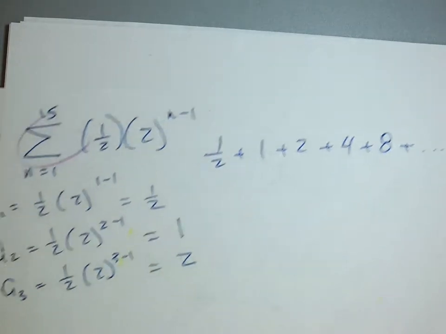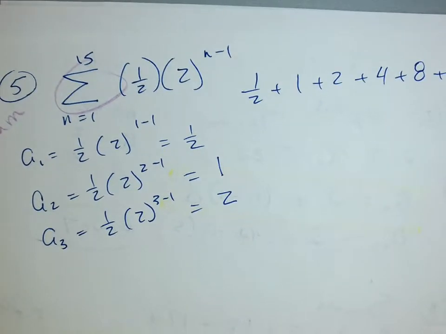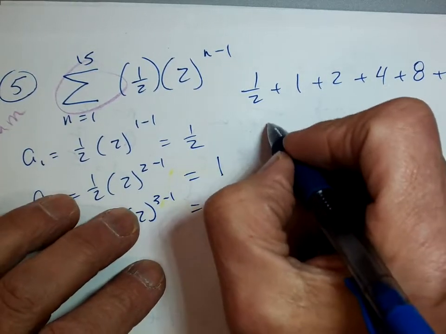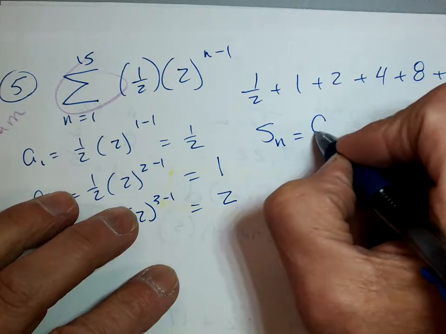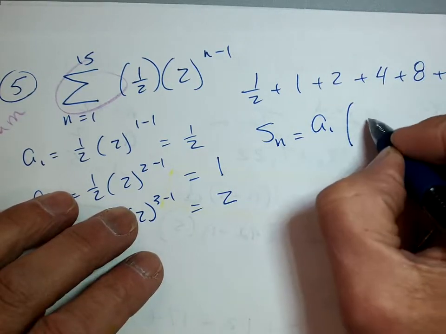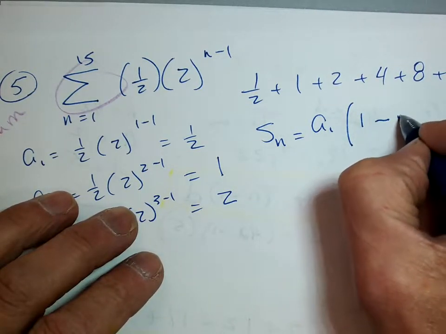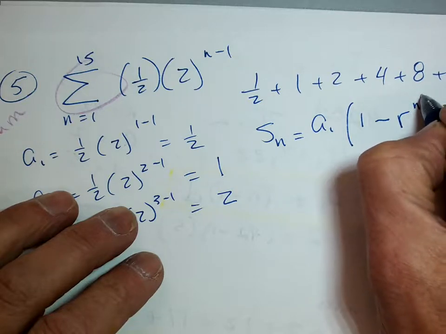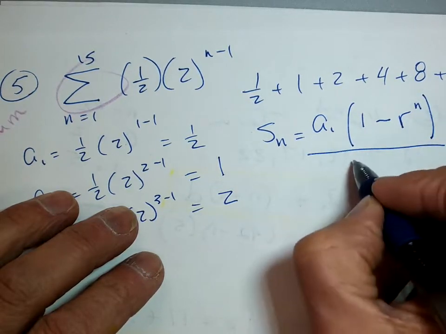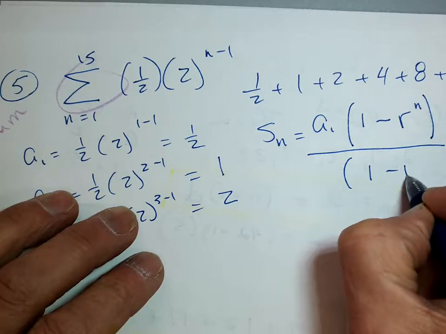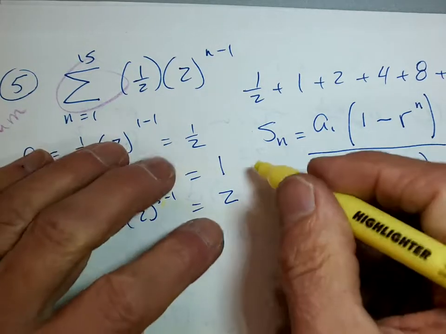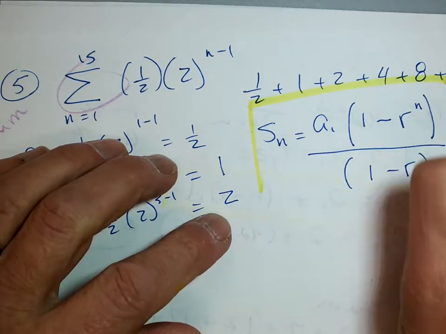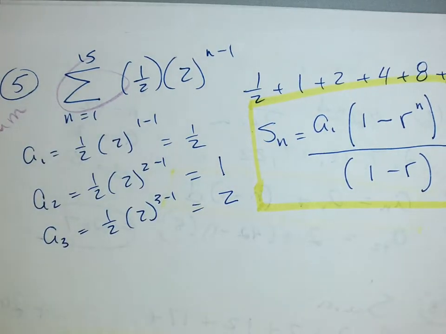So what's our formula? We need a formula. Our formula is S of n equals A1 times (1 minus R to the n power) divided by (1 minus R), okay? If it's geometric, and this is geometric, this is our formula. I'm going to highlight that. It's a geometric sum. Okay, got it?